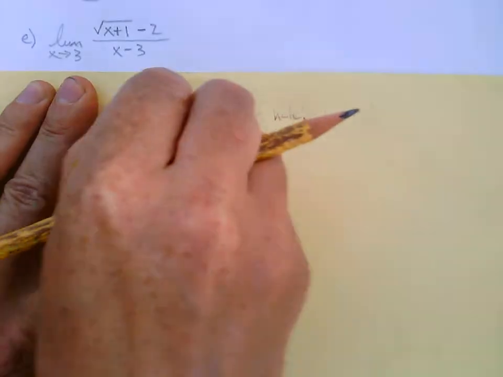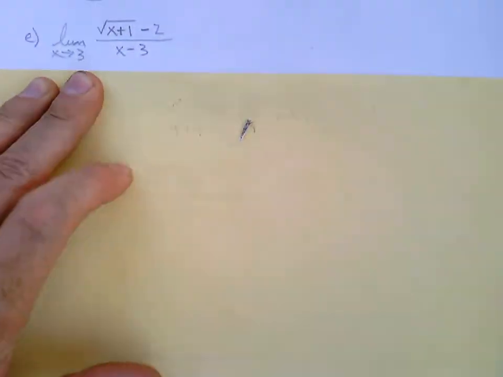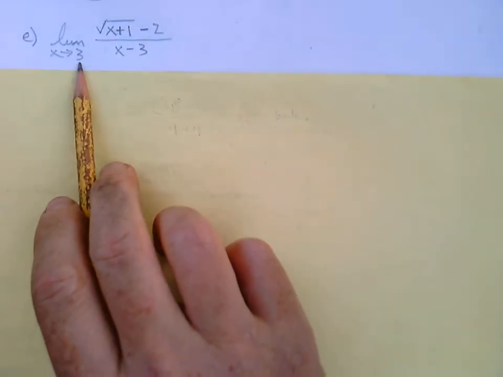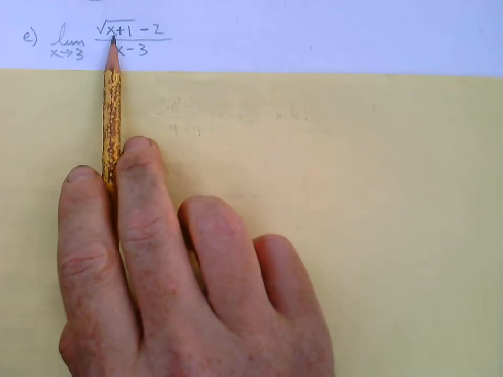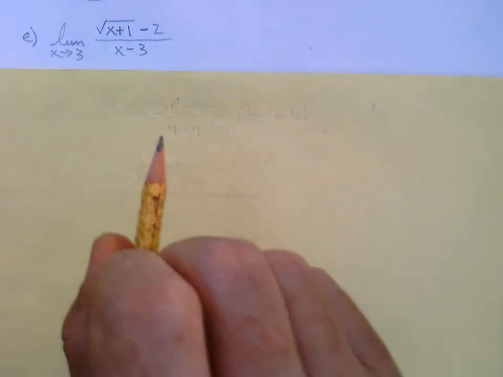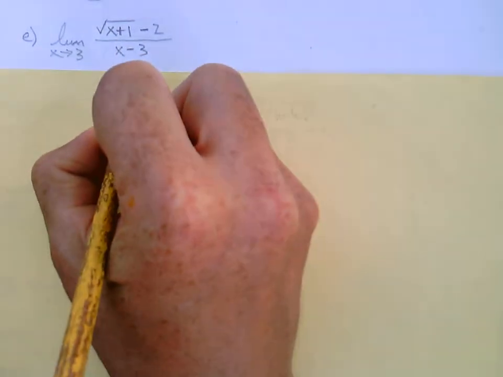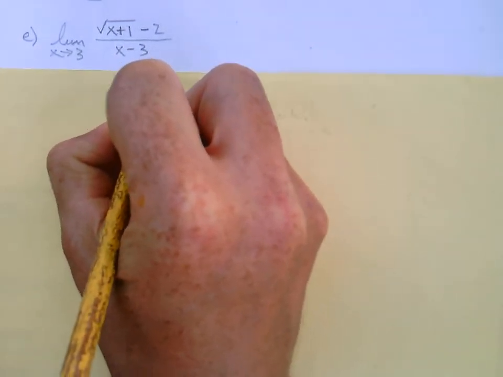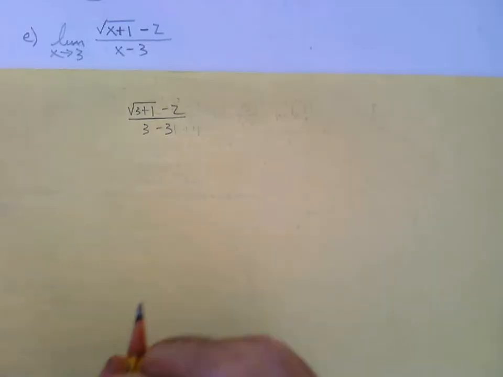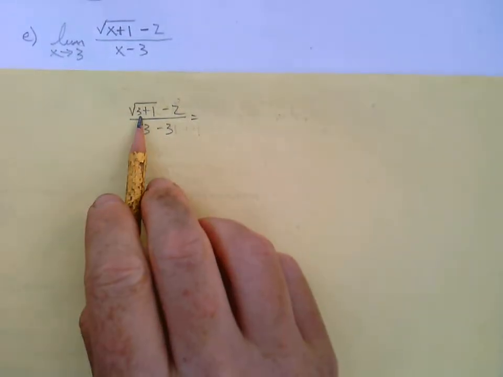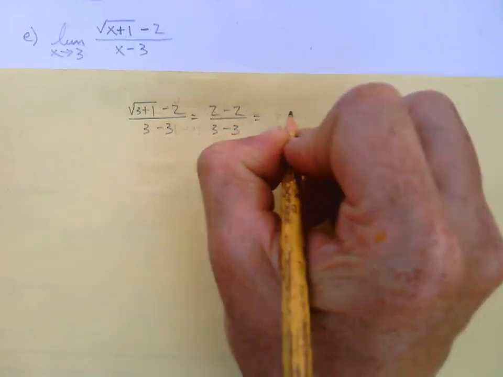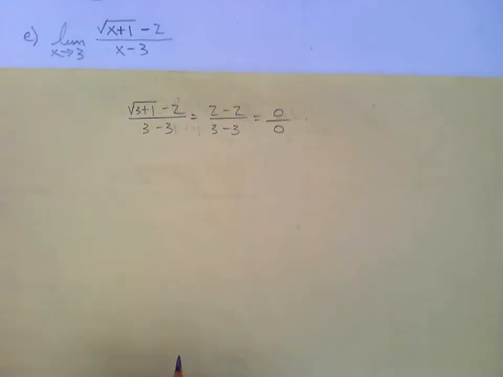Oh man, these are getting kind of ugly. Well, that's okay. If I can plug in 3 and get an answer, then I'll be in good shape. What happens when we plug in 3? If it works, then we're done. Oh no. So that's going to be the square root of 4, 2 minus 2 over 3 minus 3, and oh, we got 0 over 0 again.